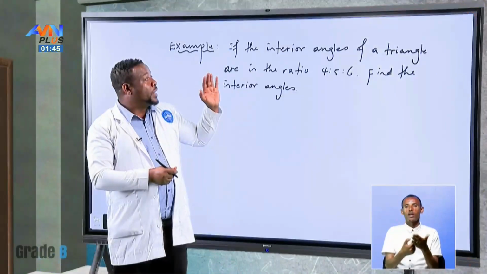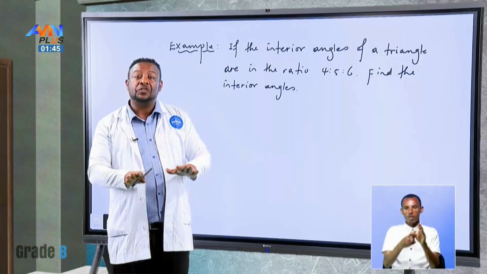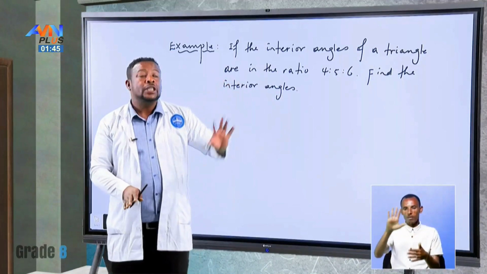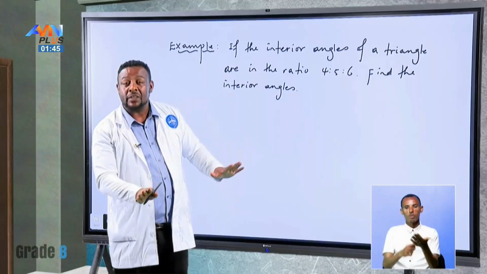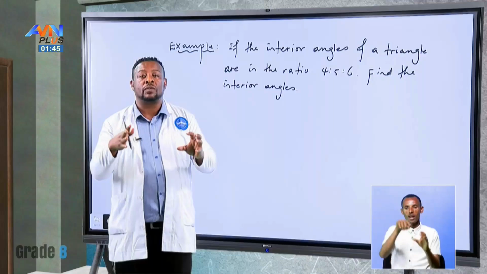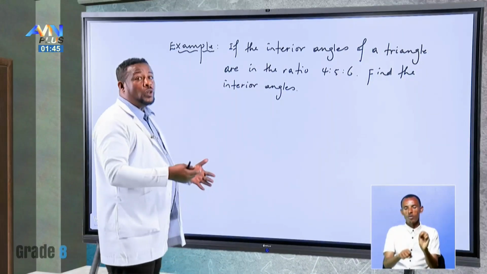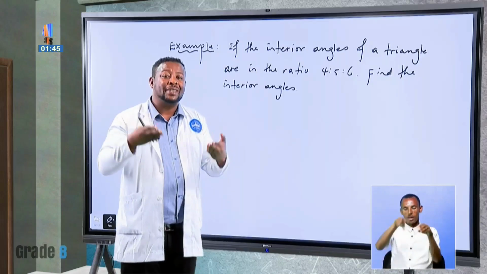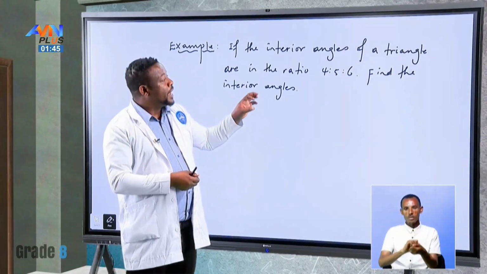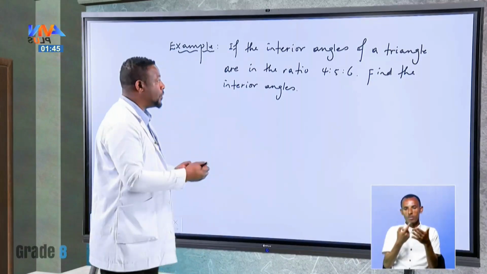Here, what is given is the ratio of the interior angles of a certain triangle. That ratio is 4, 5, 6. Using this information, you can calculate the interior angles of the given triangle, right? Usually ratios are given in the least simplified form, so we convert that simplified form into the original form in this way.